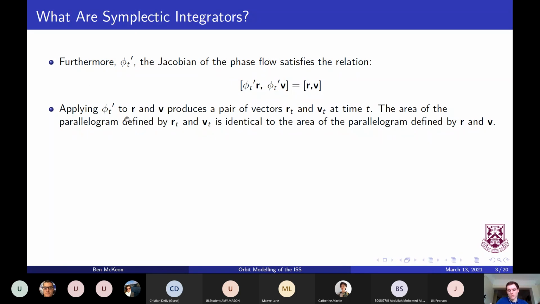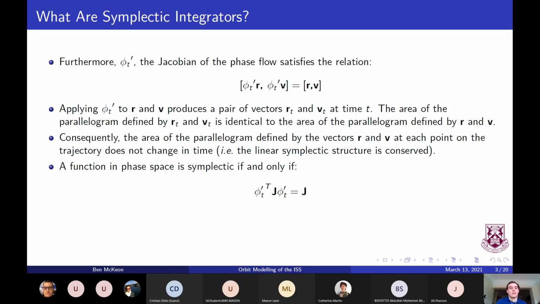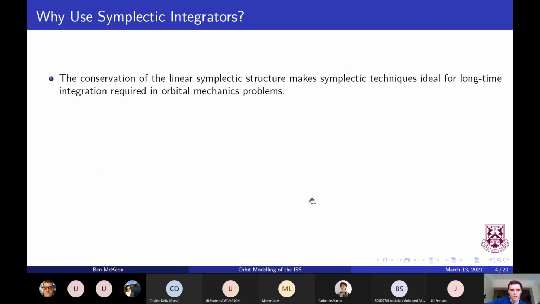So by applying the flow to those vectors, we see that the area of the parallelogram does not change with time, and it is said to be conserved, that the linear symplectic structure is conserved. And that leads us to this condition, which says that a phase space function is symplectic if and only if it satisfies this relationship here. And symplectic methods don't specifically conserve energy, but the energy drifts much more slowly when it's calculated using a symplectic integrator rather than one that does not satisfy this equation here.